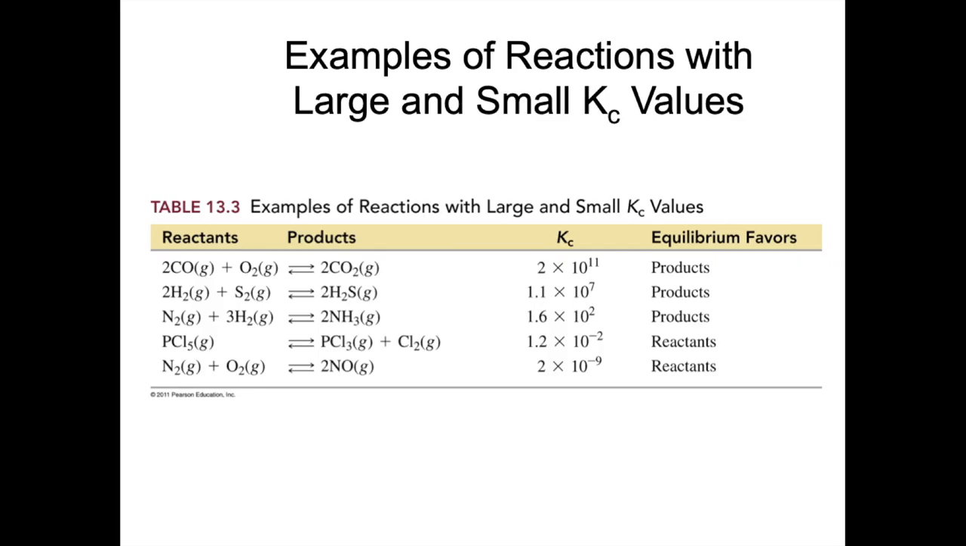Okay, so here are some examples of different equilibria, and there are different equilibrium constants, and you can see how the large numbers favor the products and the very small numbers favor the reactants. You don't even have to really pay attention to the coefficients of these numbers in scientific notation. Just looking at those exponents will be enough to tell you which side is favored.